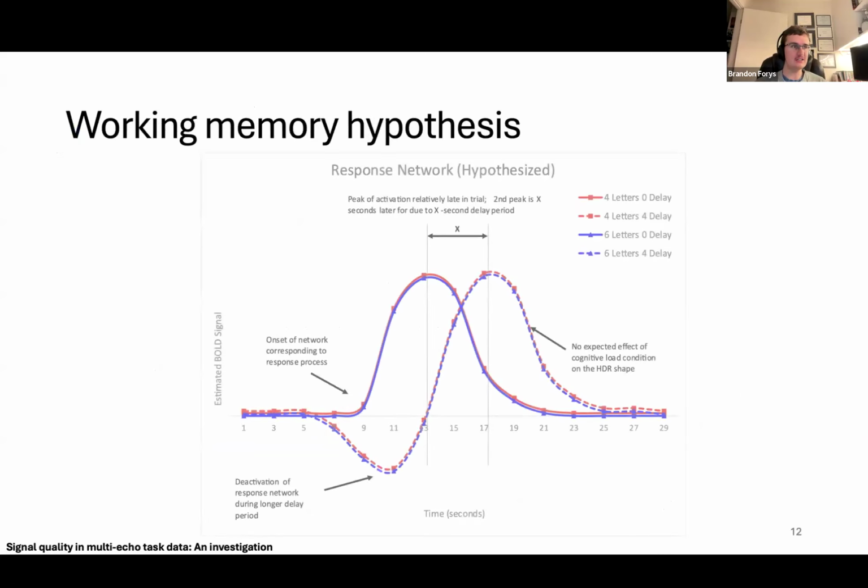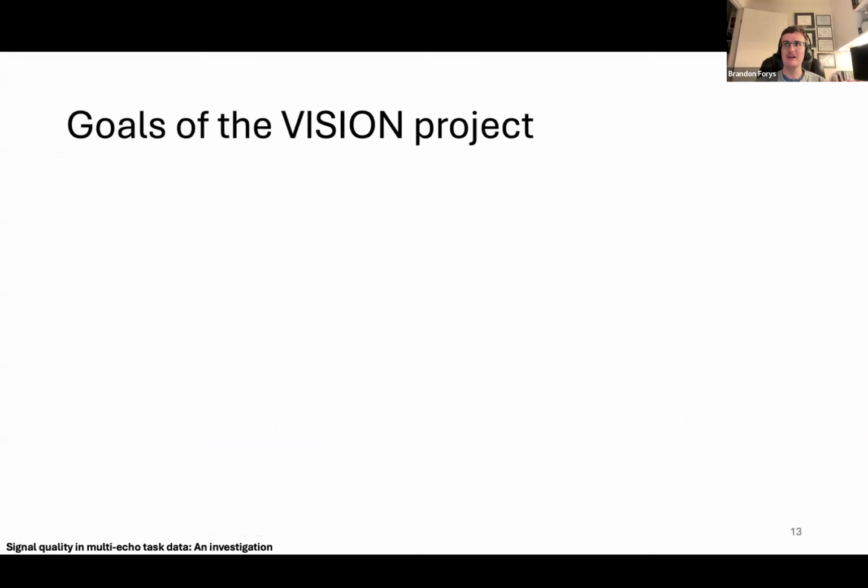And so they hypothesized that over a longer delay period, there would be a deactivation of a specific response network, a dip in the hemodynamic response, on average, if you will, whereas the shape of the cognitive load condition would stay the same, regardless of whether it was easier or harder, on the hemodynamic response shape. And there would be different times of onset corresponding to the response processes. So again, these canonical hemodynamic responses expected.